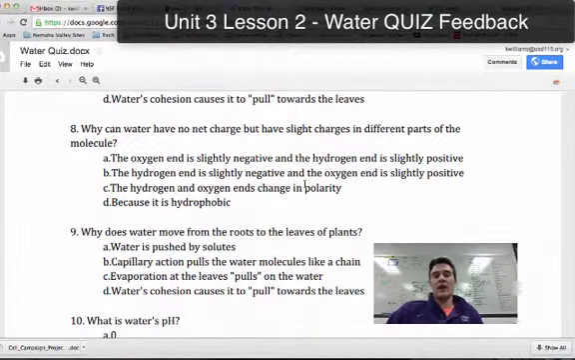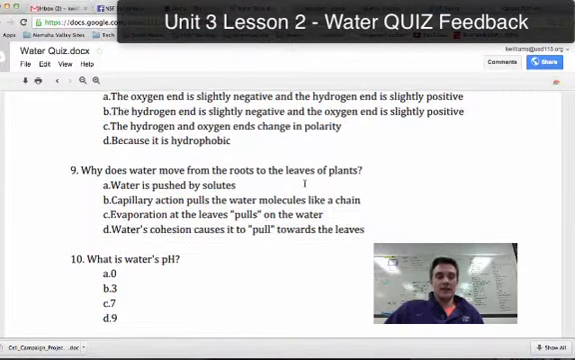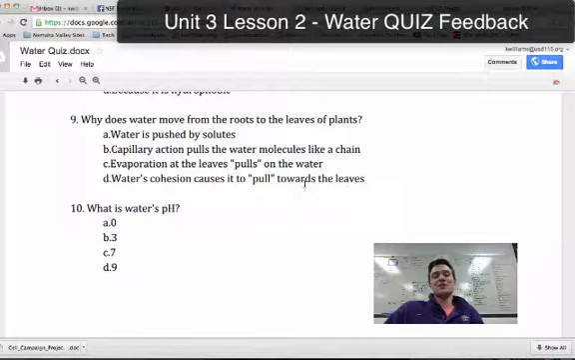7. Why can water have no net charge but slight charges in different parts of the molecule? That's basically the definition of polarity. So A, the oxygen end is slightly negative, and the hydrogen end is slightly positive. 9, we saw that in number 7. That's B, capillary action. And then water's pH, number 10, is C, 7. That's it for the quiz.